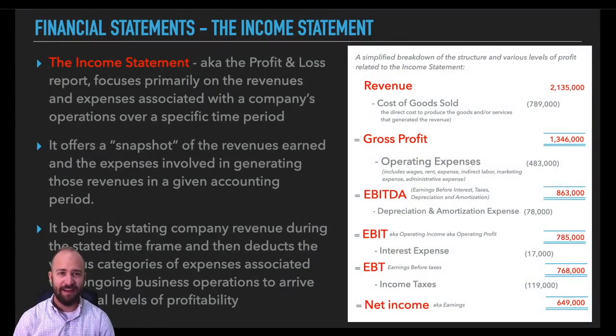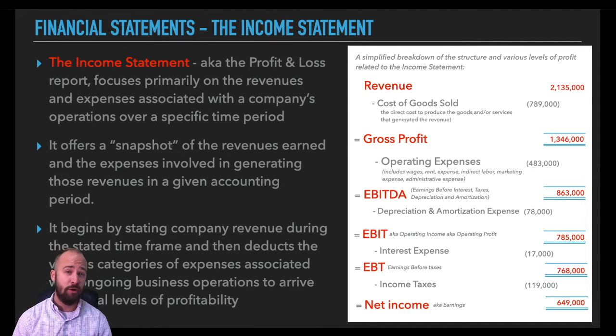First up on our list of financial statements today is the income statement. It's also known as the profit and loss report. It offers a snapshot of the revenues earned and the expenses involved in generating those revenues in a given accounting period. The specific line items on a given income statement are going to vary greatly from company to company, industry to industry, sector to sector.